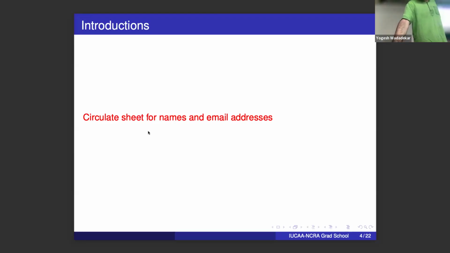Okay. So let's do one round of introductions here. Let me begin by introducing myself. My name is Yogesh Wadadekar. I was a PhD student at IUCAA many decades ago now, not many years ago. I did my PhD under the supervision of Ajit Kembhavi. And for the last 30 years or so, I've been working on galaxies. I study galaxies in various aspects, both what are called normal galaxies as well as what are called active galaxies.